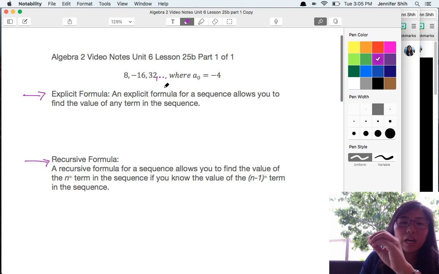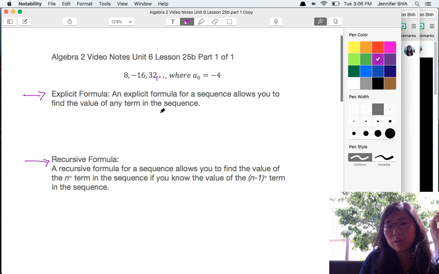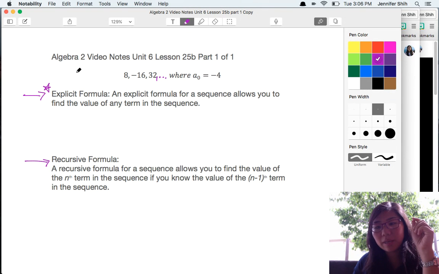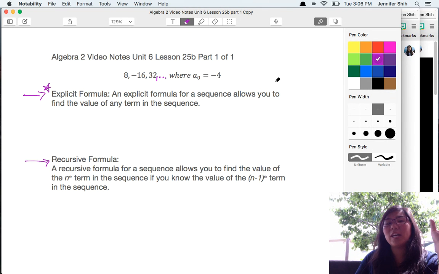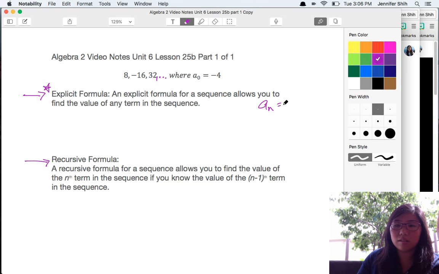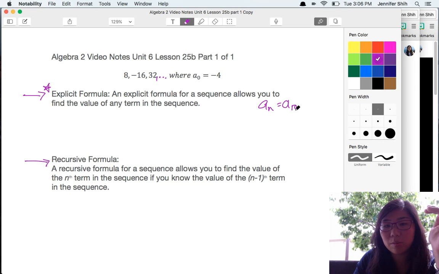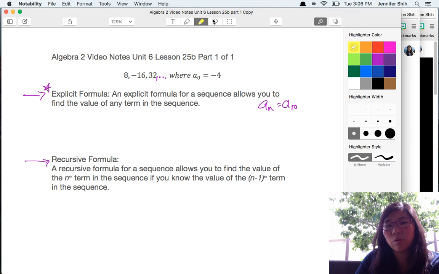And it allows you to find the value of any term in the sequence, which means this is the formula that is most used. It's probably the easiest to create too, because it's like, I need to find the 10th term. I'm going to plug in a 10. That's the name of my term, and I'm going to find what this is. This is in the case where if you need to find a certain nth term, you would use the explicit formula.